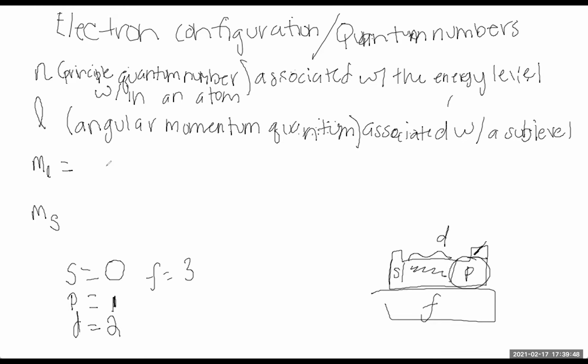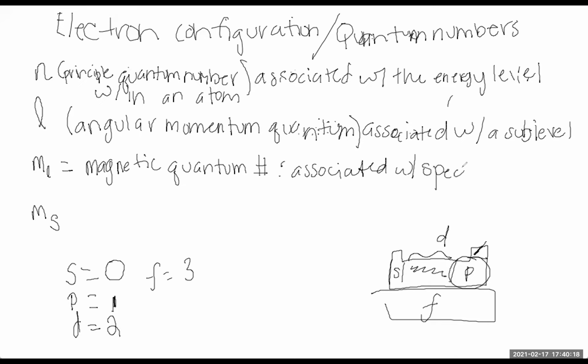And then we have our M sub of L. And again, this is your magnetic quantum number. And again, this is associated with the specific orbital within that sublevel. And then we'll do examples. Specific orbitals within the sublevel.